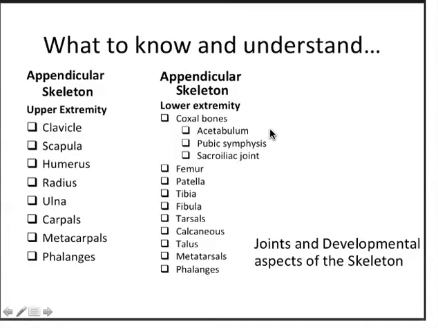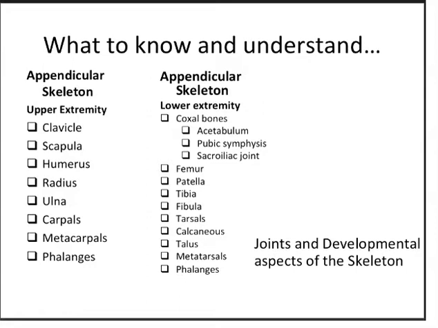Lower extremity, we'll talk about the hip bones, which are called the os coxa, and we'll identify some major features of the hip bone, including the acetabulum, the pubic symphysis, and the sacroiliac joint. And we'll talk about the bones of the lower limbs, including the femur, patella, tibia, fibula, tarsals, the calcaneus, the talus, the metatarsals, and also the phalanges.